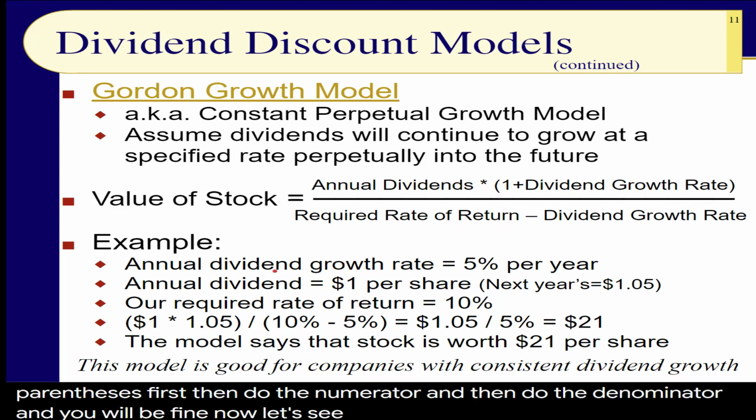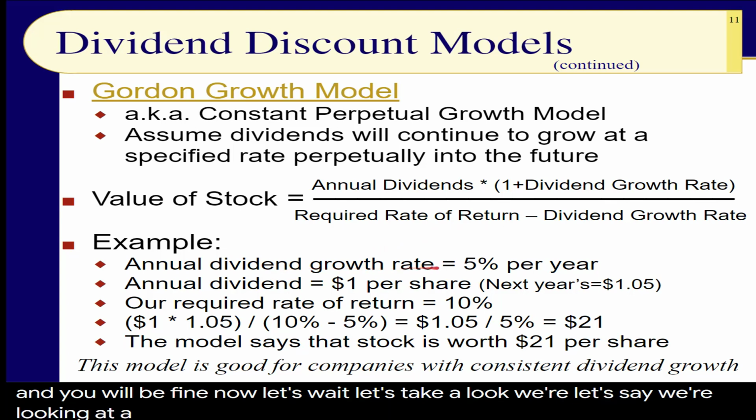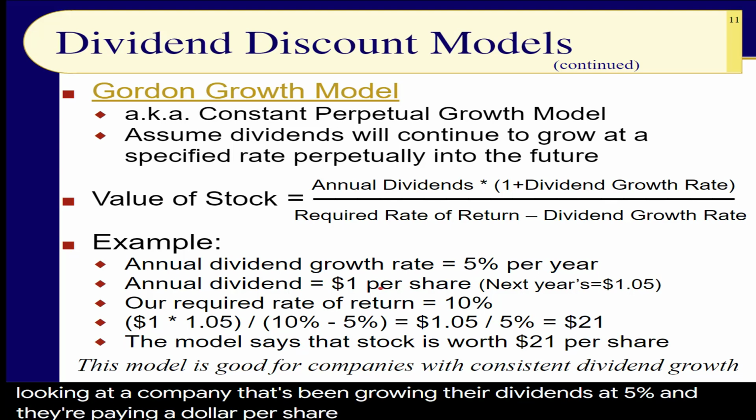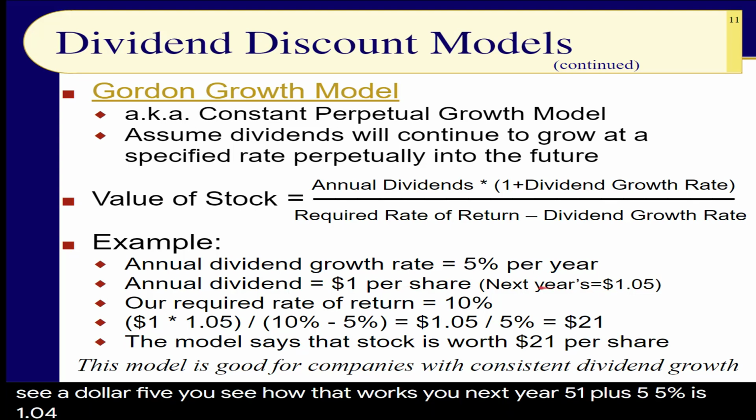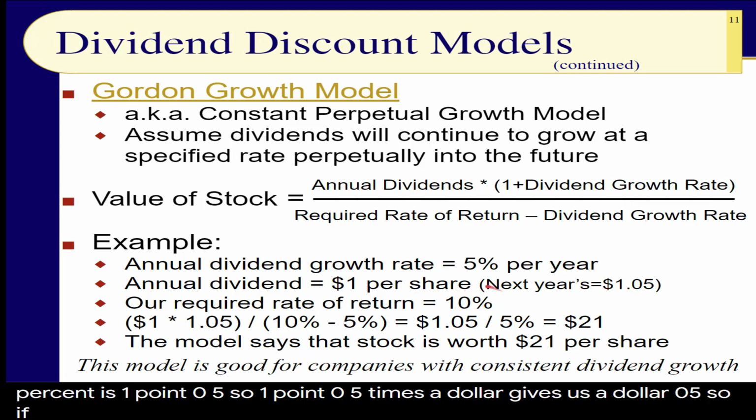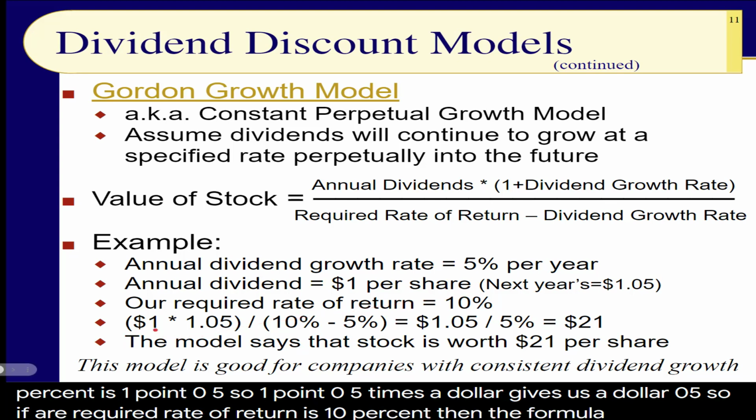Now let's take a look. Let's say we're looking at a company that's been growing their dividends at 5%, and they're paying $1 per share. So that means next year we expect to see $1.05. You see how that works? Next year 1 plus 5% is 1.05. So 1.05 times $1 gives us $1.05. So if our required rate of return is 10%, then the formula looks like this.